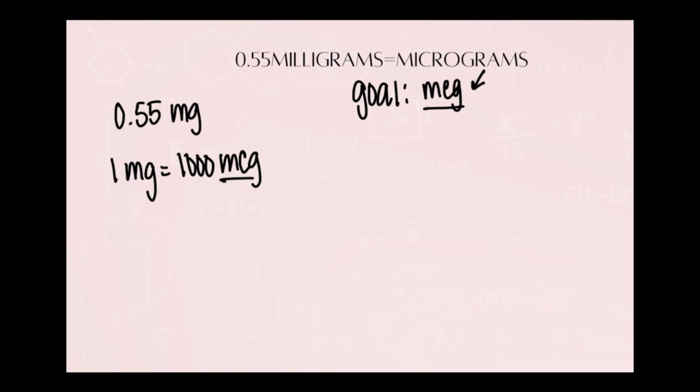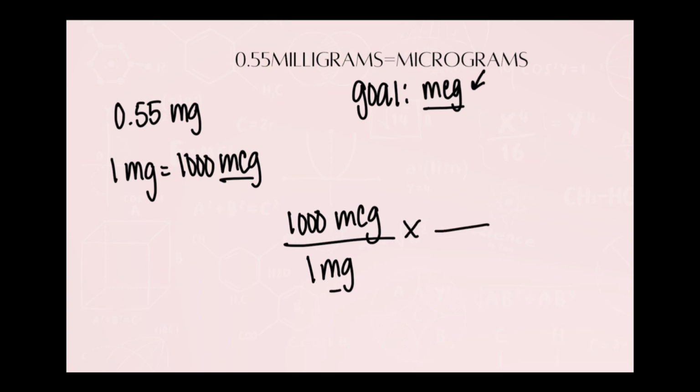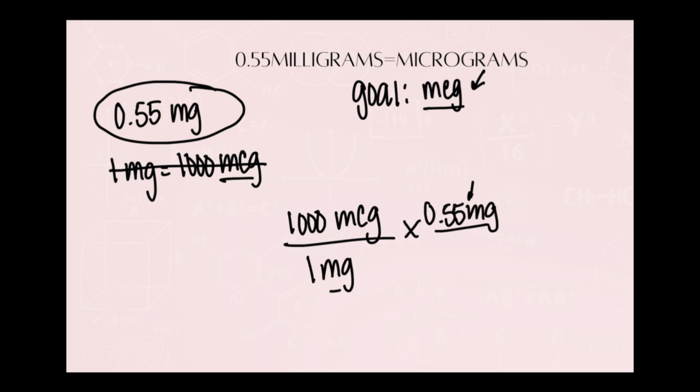I do all of my problems the same way every single time. So 1,000 micrograms over 1 milligram. Milligram is not part of the goal. It has to get crossed out. So I will put my milligrams from my other puzzle piece, so that 0.55 milligrams, and it will go on the top so that my milligrams will cross out. And because it's just by itself, I'm going to put it over 1. Anything that is by itself, just keep it over 1.